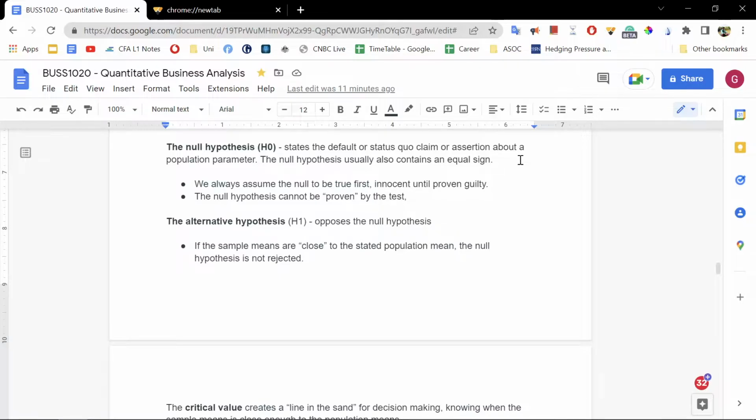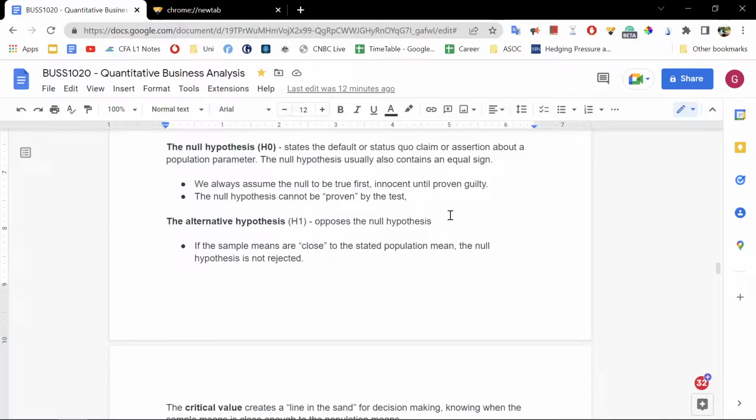All right. So the null hypothesis states the default or status quo claim or assertion about the population parameter. Thinking about the Red Bull example, what is the default and status quo claim? The default claim is that there's 250 milliliters of Red Bull per can. However, the alternative hypothesis opposes the null hypothesis. So what is the opposite of mu equals 250? Well, of course, the opposite would be mu doesn't equal 250. So that would be our null and alternative hypothesis.